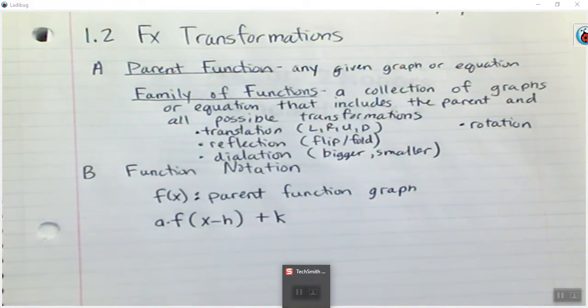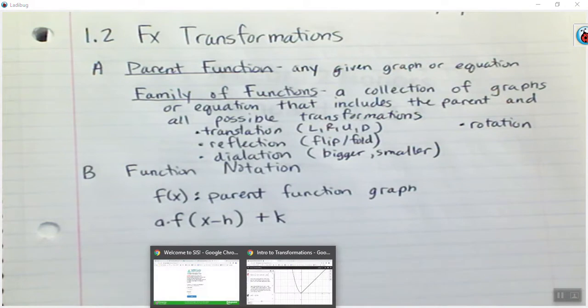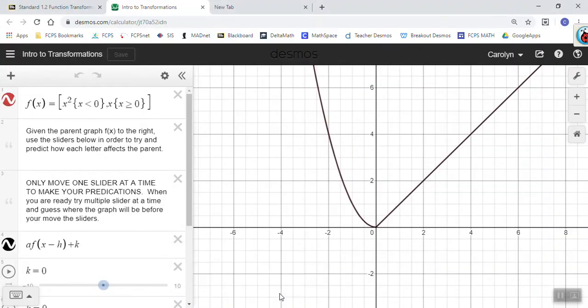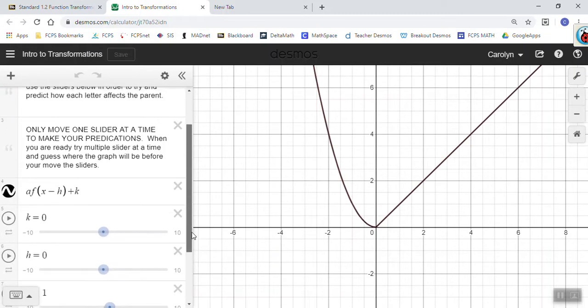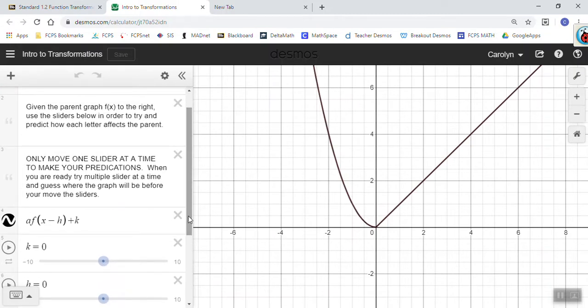Ready? Okay, here you go. Let's go ahead. You can click into that link. Here it is. So here's your parent function. Notice that half of it is curved and half of it is straight on purpose. Okay, here's the parent function. Only move one slider at a time. Notice that I put the same function notation right here. Okay, move one at a time and see if you can predict or decide how that letter affects the graph. Go for it. Couple minutes and then we'll share.